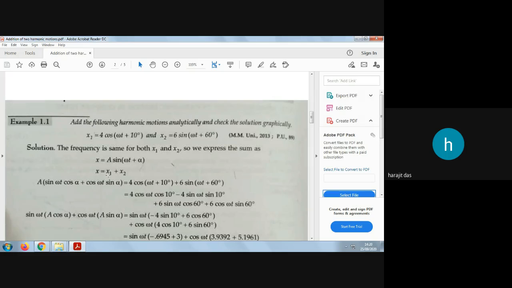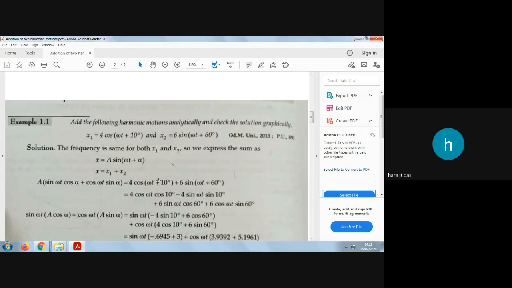Now when you add up, x equals x1 plus x2. What is x? x equals A sin(omega t plus alpha), so you split this one. Then for x1 you write this, and for x2 you write this. We split again the cos function and sine function. So cos omega t cos 10 degrees, because cos(a plus b) is what? cos a cos b minus sin a sin b. So you need to be careful, that is why I have told you. So cos(a plus b) equals cos a cos b minus sin a sin b, and cos(a minus b) equals cos a cos b plus sin a sin b. That you need to remember.